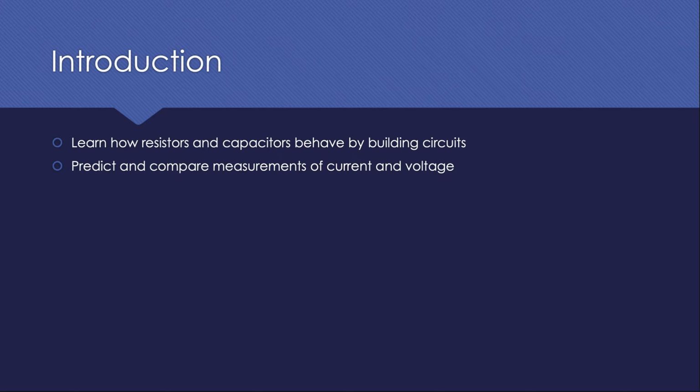The second part of this lab looks at an RC circuit that contains a resistor, a capacitor, and a light bulb.